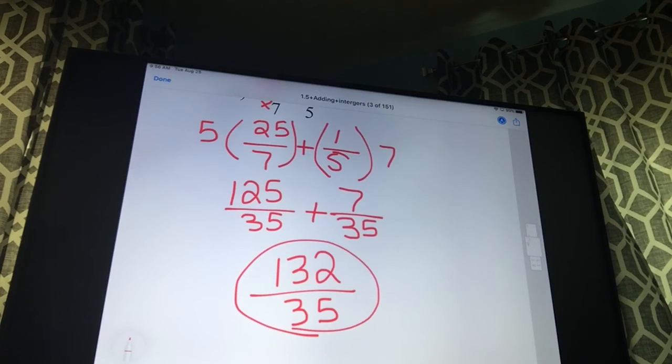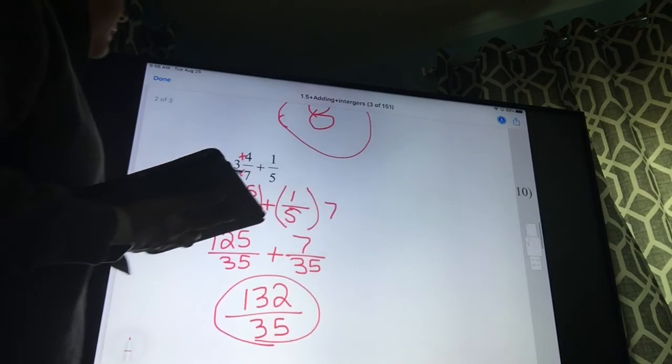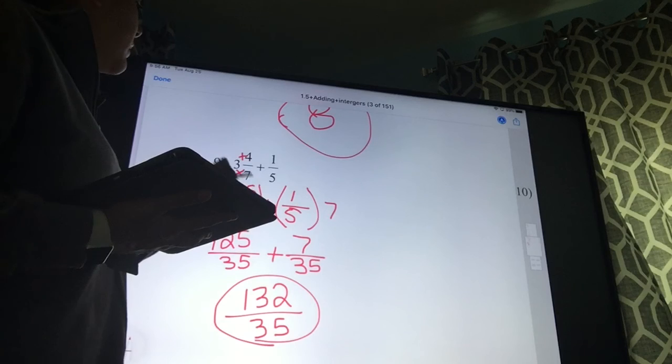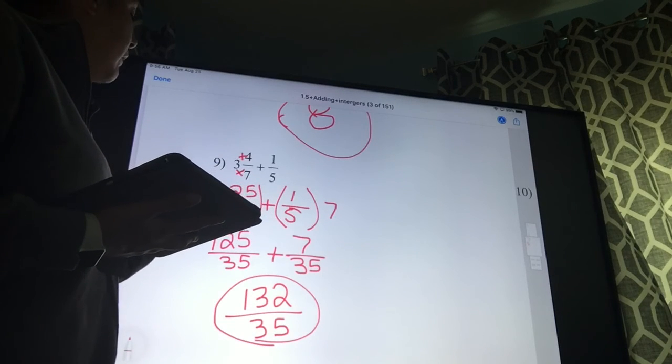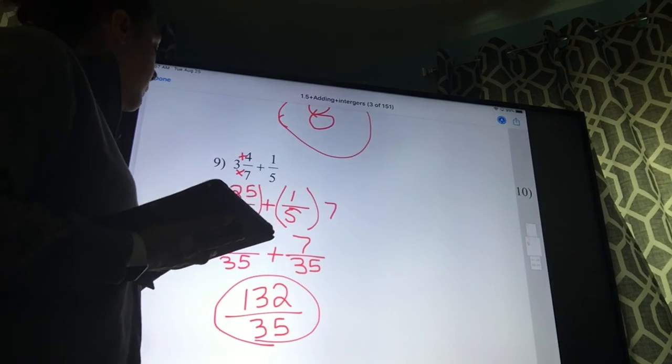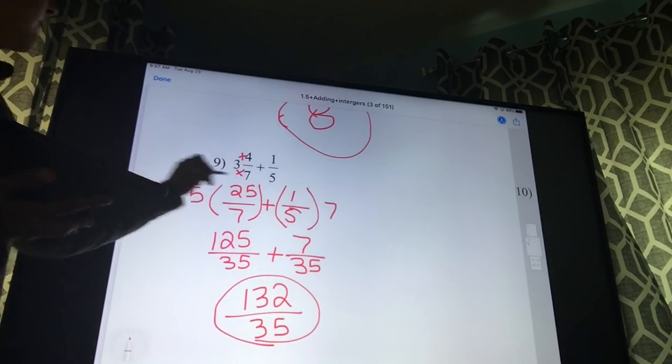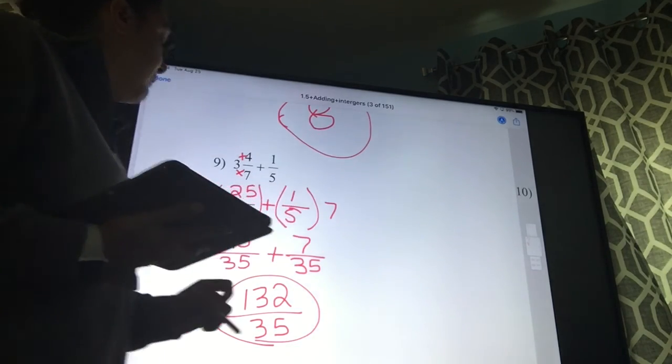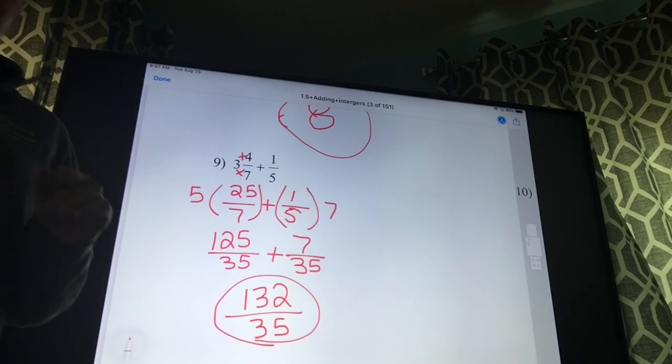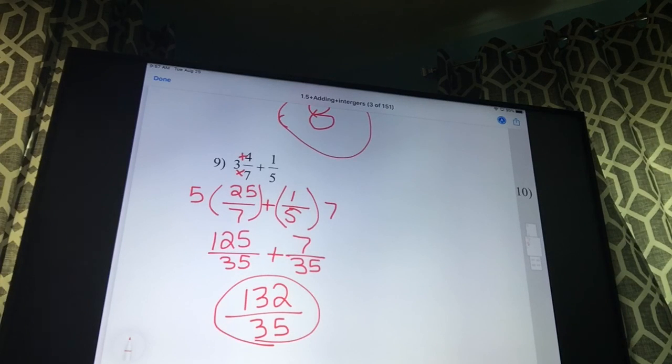So get it to an improper fraction first. So 3 times 7 plus the 4 gives us the 25 over 7, and then we have to get them both to the same bottom. So I have to multiply this side by 5, this side by 7, and then you can add the tops and bottoms together.